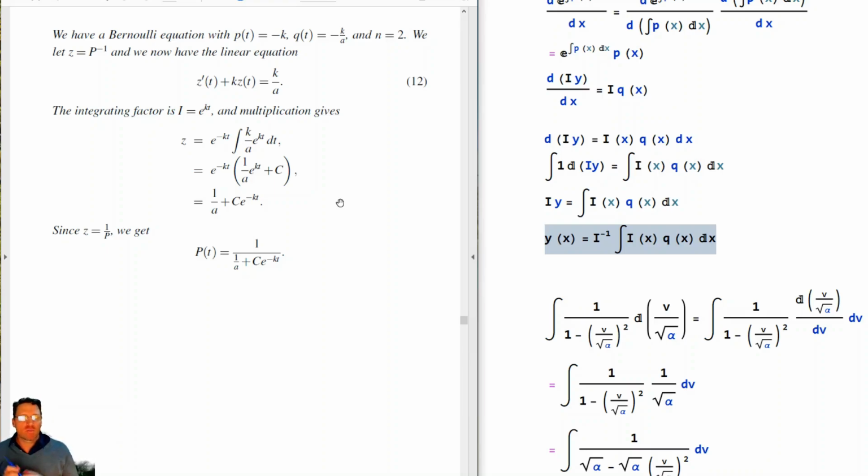But remember, z is equal to 1 over p, so we can put in 1 over p equals this right here, and then invert both sides to get p as a function of t. And we have p of t is 1 over a plus c e to the minus kt. Now, we used a different approach to solve this earlier, so we have a slightly different form, but you can do a little bit of arithmetic or algebra to rearrange the expression to get it in the same way we got when we used the technique for separable equations.